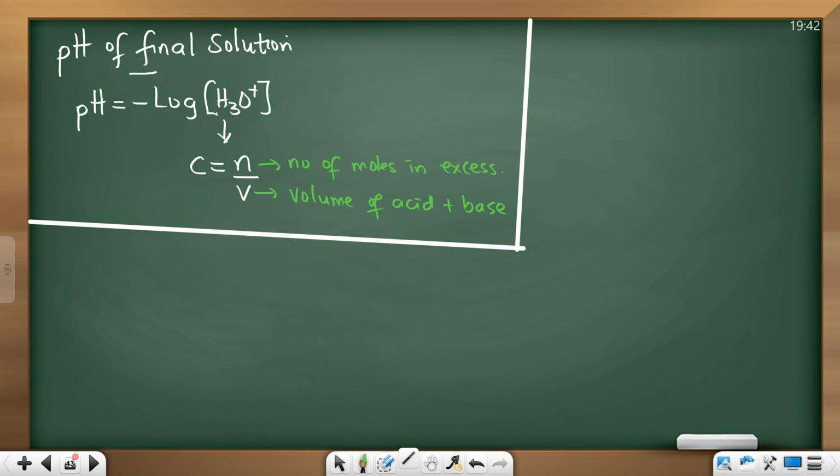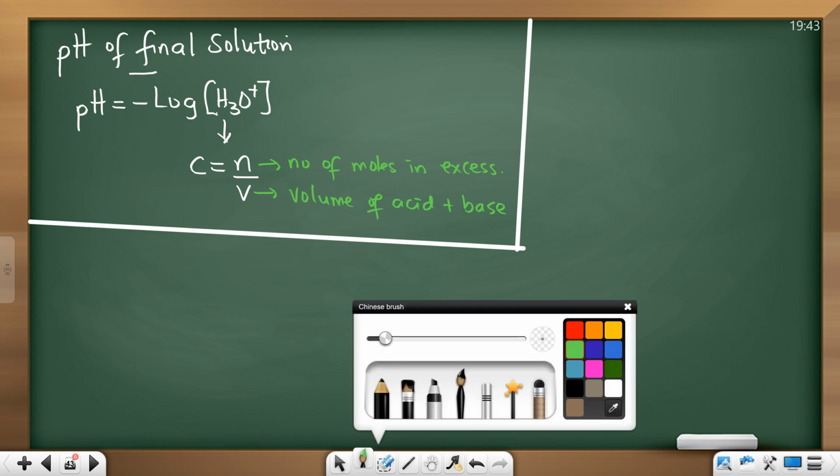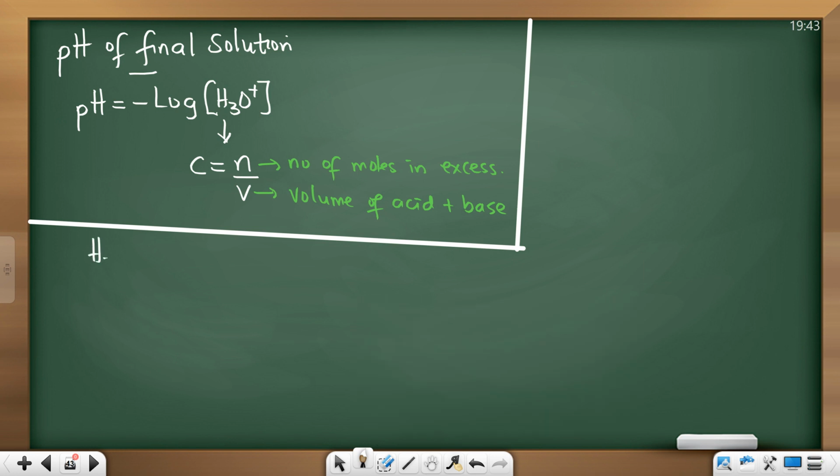Okay, guys, quickly. Now, it is added, right? Okay, I need you now. It is added. But we don't know if it is complete neutralization or not. We have to find the limiting reagent and excess. And in finding that, what you do is you compare the number of moles. Let's quickly write what we have. We have H2SO4 plus 2 moles of sodium hydroxide.